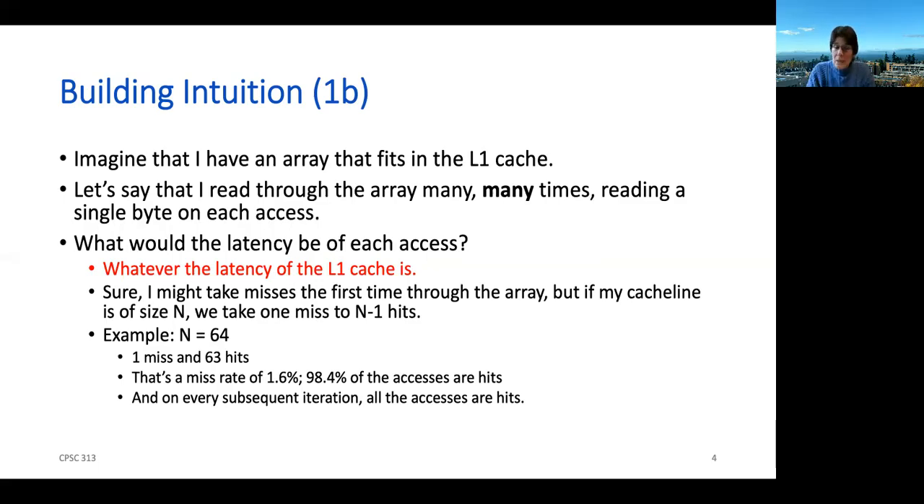And what's more, because this array fits in the L1 cache, on the next iteration, you'll take no misses. And after that, no misses. So you're going to take no misses on most of these iterations and not even that many misses on the first. So the performance is going to approximate that of the L1 cache.